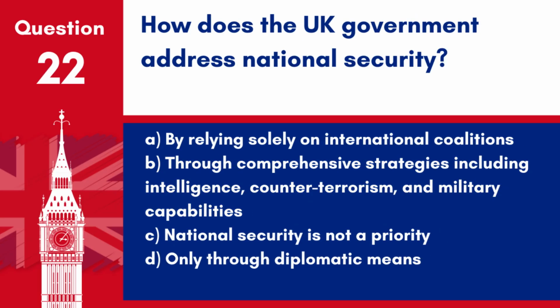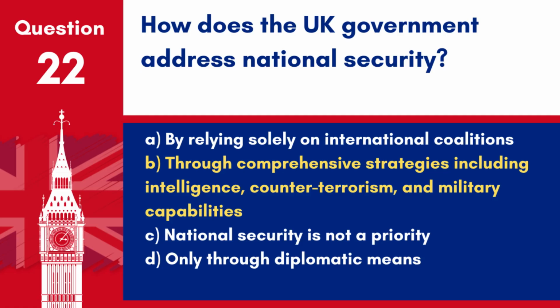Question 22. How does the UK government address national security? A. By relying solely on international coalitions. B. Through comprehensive strategies including intelligence, counter-terrorism, and military capabilities. C. National security is not a priority. D. Only through diplomatic means.